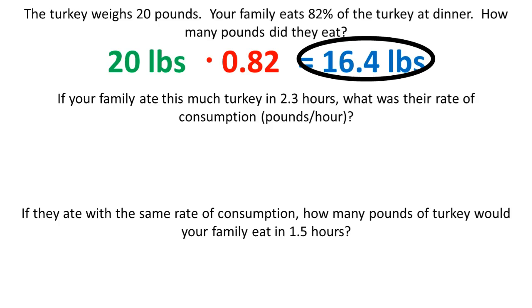Your family ate this much turkey in 2.3 hours. What was their rate of consumption? We want to find pounds per hour. So in this case, I just want to put it as a rate with a denominator of 1. So that's a decimal. So I'm going to set up my rate. 16.4 pounds in 2.3 hours. Unless it asks you to simplify the fraction, I can just simply move forward.